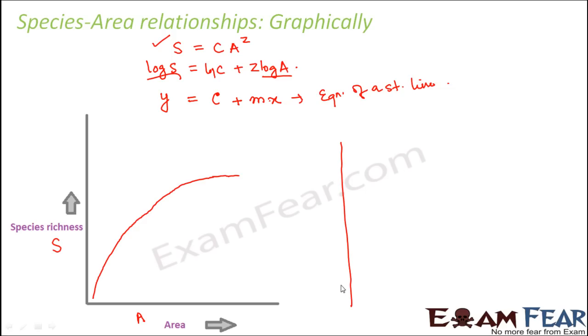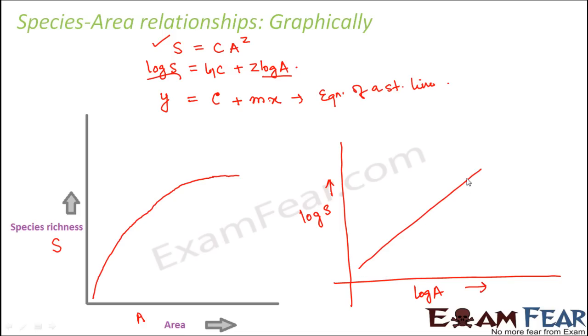Let us suppose we plot the graph between log S on the y-axis and log A on the x-axis. In that case, what kind of a plot will we get? We will get a straight line. So this is going to be a straight line. Now in the general equation of a straight line, what is m and what is c? m is nothing but the slope of the line, and what is c? c is nothing but the y-intercept.